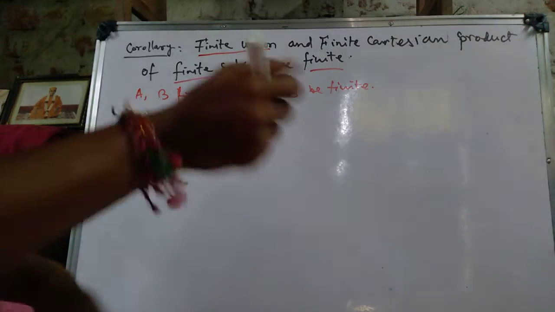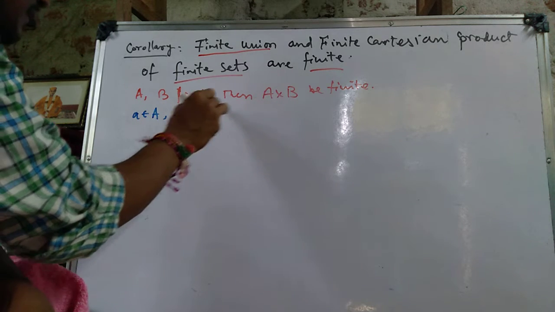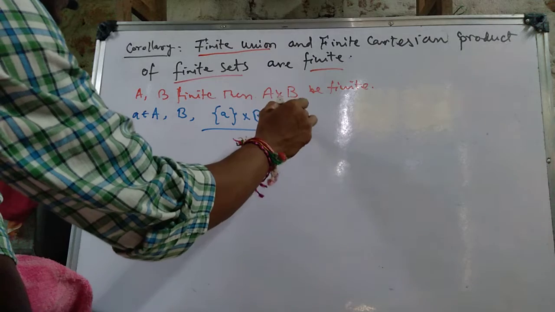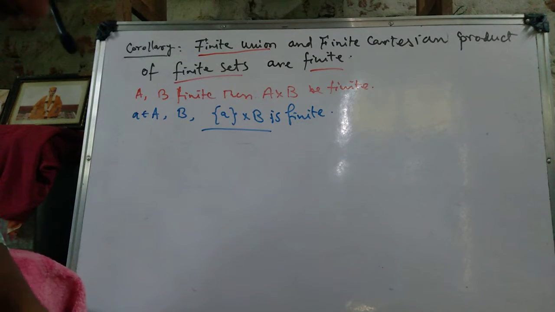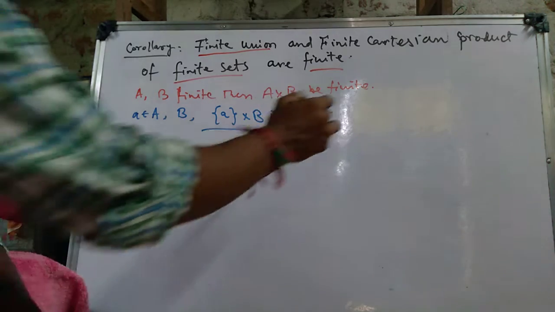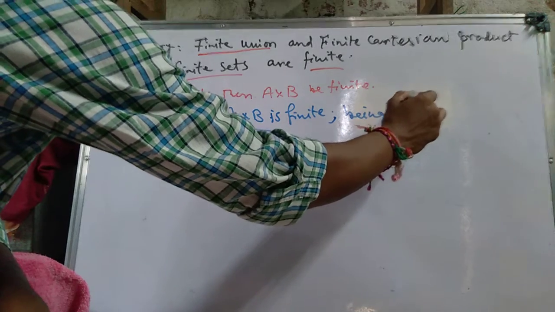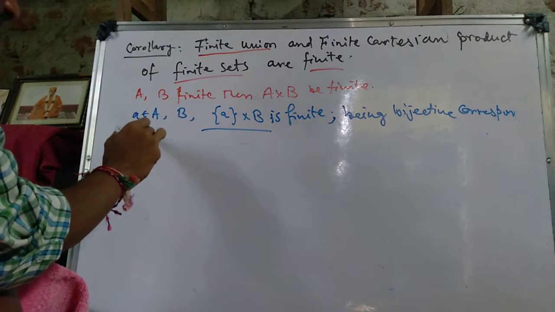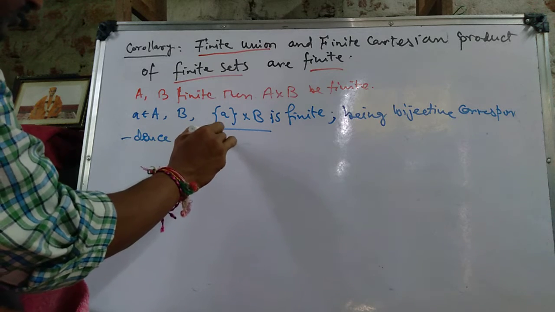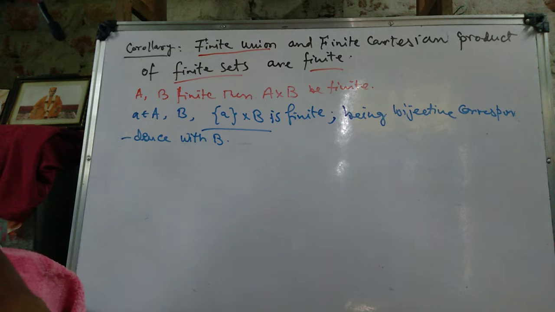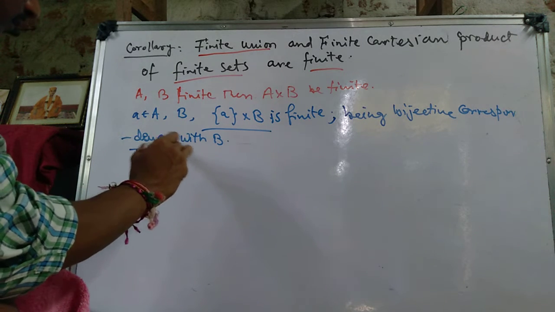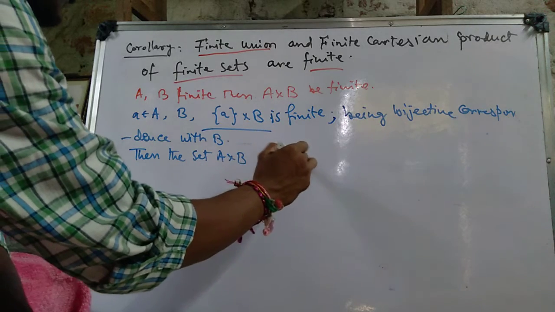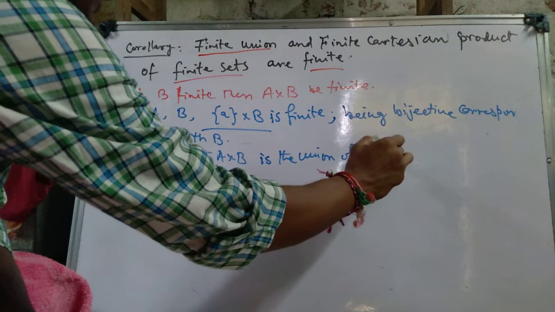So how do we show that? First we take just a singleton A and B, that means singleton A Cartesian product B. This one is finite if we take any element, being in bijective correspondence with B. Finite means being in bijective correspondence with B. Then the set A Cartesian product B is the union of these sets, the union of the singleton Cartesian products.